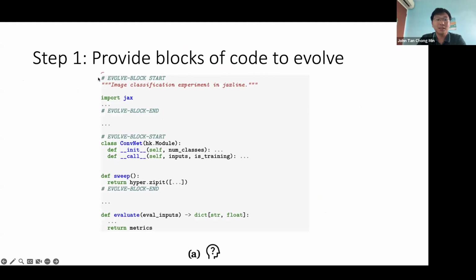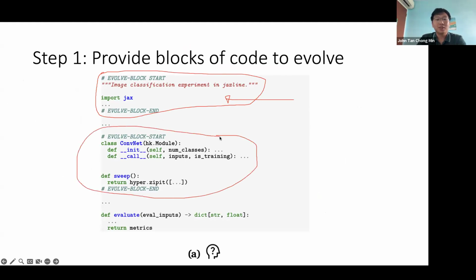So you basically give evolve block start, evolve block end, and then they will evolve this part of the code. So you don't have to evolve the entire pipeline. Okay, you can evolve a section of the code. All right. Just now when I showed you the AlphaEvolve code that I've created, I just evolved the whole block because my code was short.